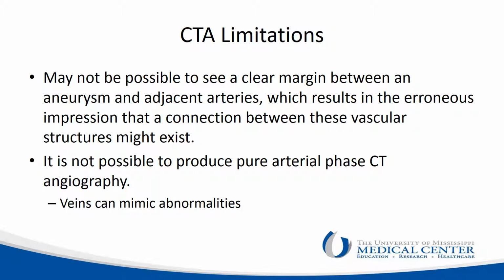Additionally, on the CTA, it may not be possible to see a clear margin between the aneurysm and the adjacent arteries, and that can make you think that there's a connection between these vascular structures when one may not exist. Additionally, with conventional angiography, you see contrast enter and exit the vessels over time. On a CTA, you have one single point in time, and you can end up with venous contamination, which can make it appear as though an abnormality is present when it isn't.